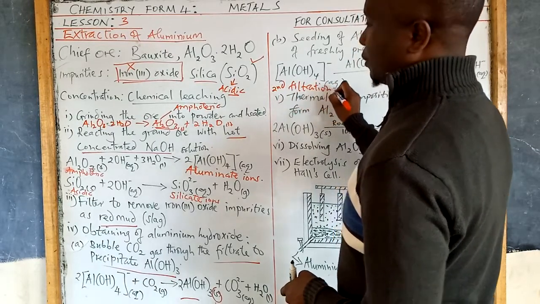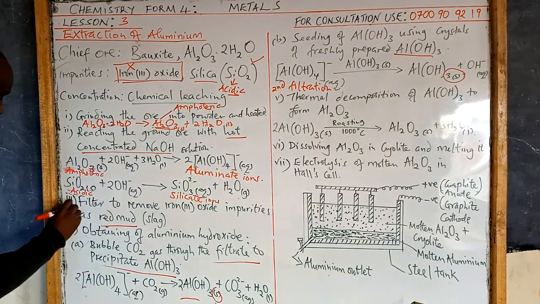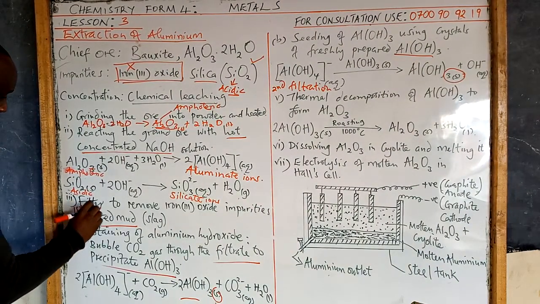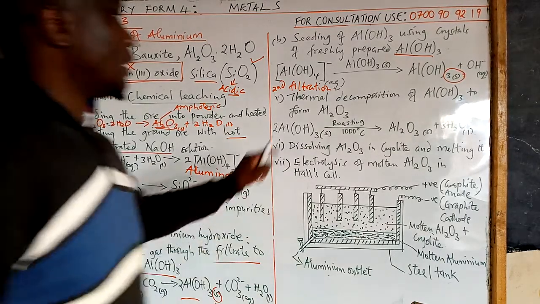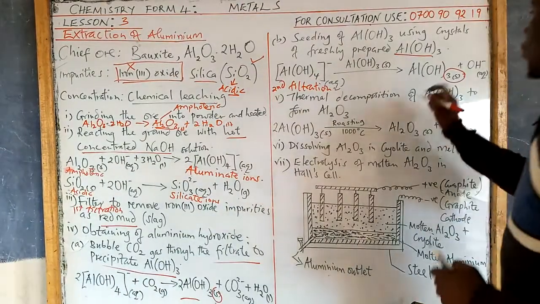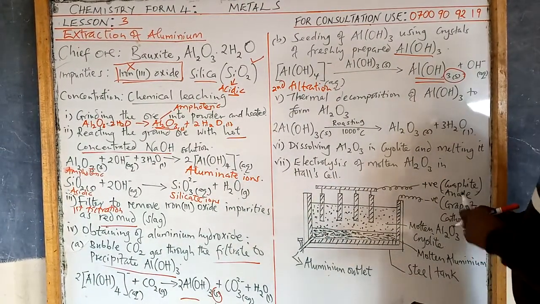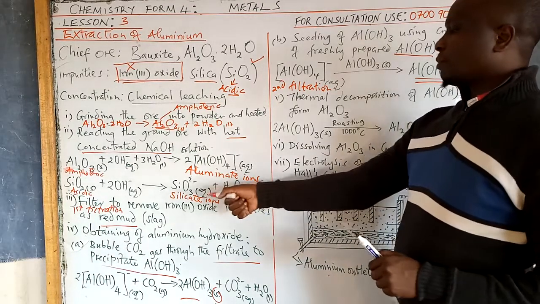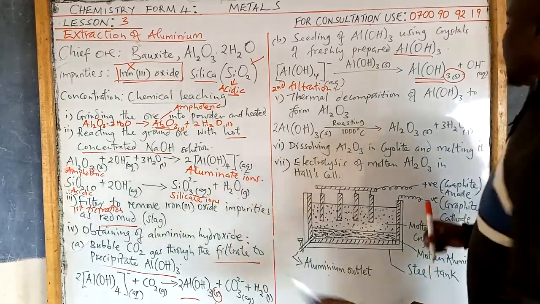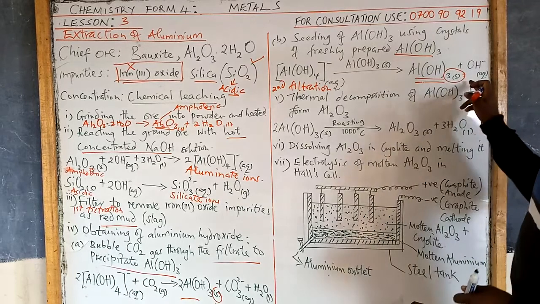So the first filtration, remember, was here. So this is the first filtration. First filtration, then second filtration. So where you are going now to obtain this, you can discard the filtrate. The filtrate will contain silicate ions. You can discard. So this time we will be tracing the residue, which is aluminium hydroxide.